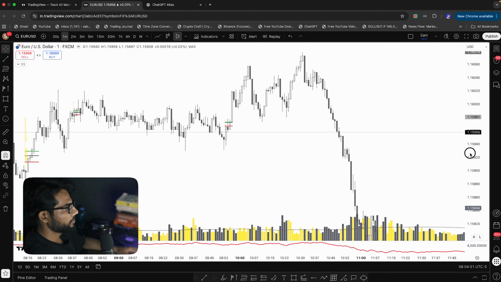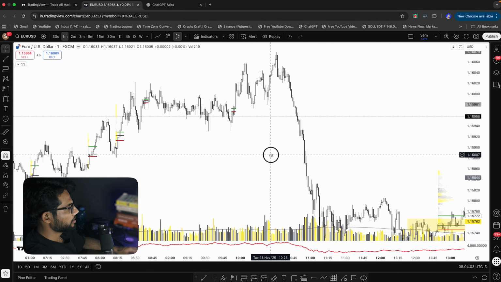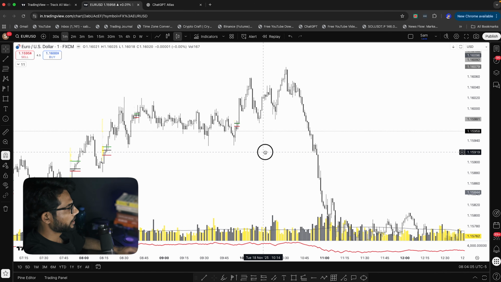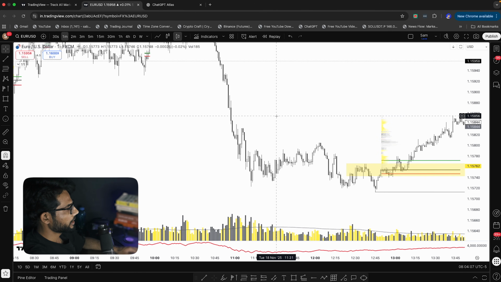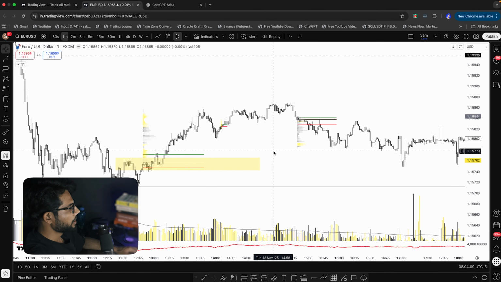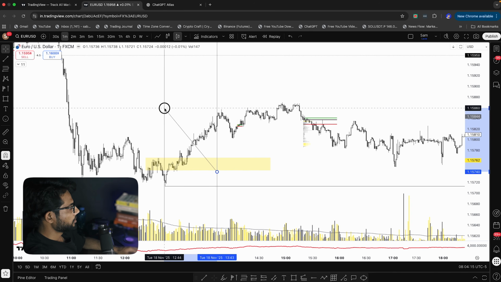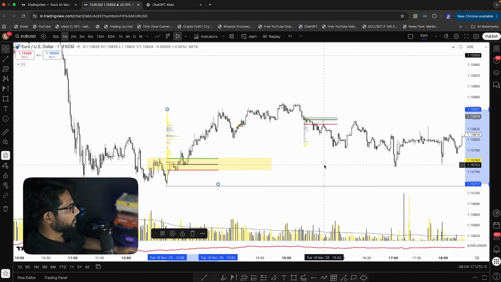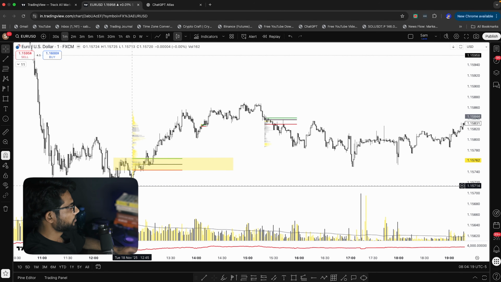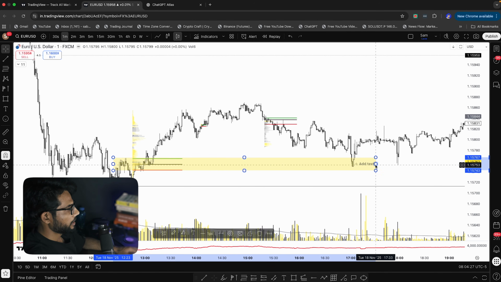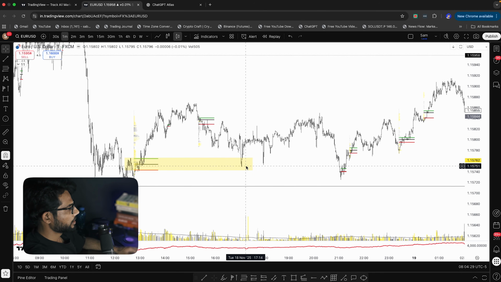Now we have a shift, we can call it change of delivery, or change of character, whatever you want to call it. Look at this volume profile. What has happened over here? We saw this base to high, and then consolidated, and then we came to this POC. Look at this, in this zone, and then we gave up the move.